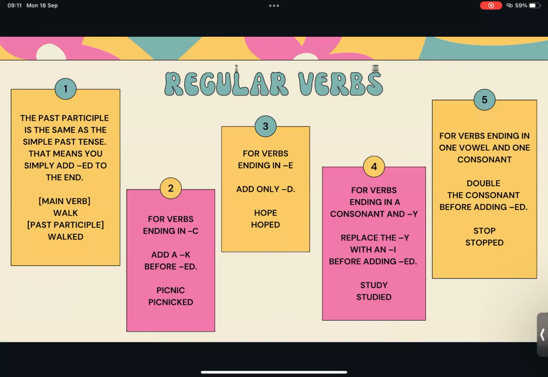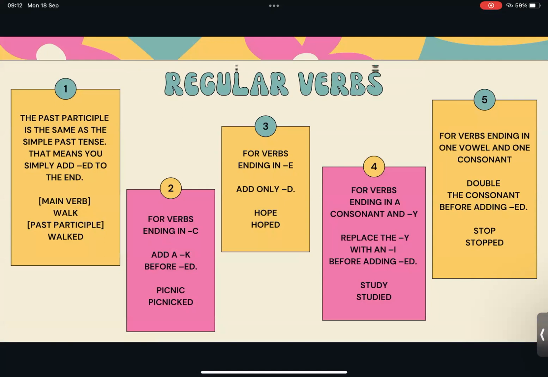Just like with the present participle, there are special rules for verbs that end with C, E, or a consonant and Y, as well as for words ending in one vowel and one consonant. For verbs ending with C, you first add a K before ed, like picnic to picnicked. For words ending with E, add only D, like hope, hoped.